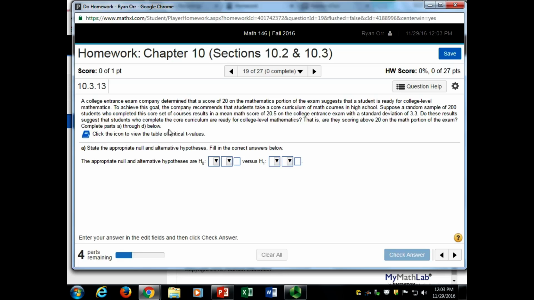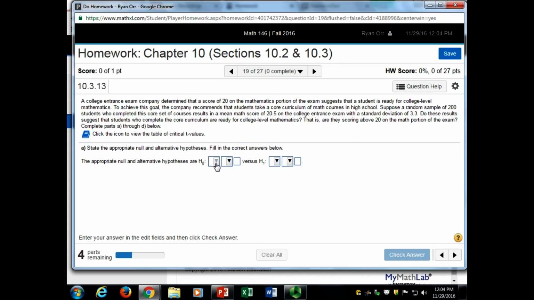They say that a score of 20 on the math portion suggests they're college ready. So to achieve this, the company recommends they take a core curriculum of math courses. They randomly select 200 students who completed those, and a mean math score of 20.5 on the college entrance exam with a standard deviation of 3.3. Do these suggest that students who complete that are actually college ready? That is, does it look like they are scoring on average above 20 on the math portion of the exam?